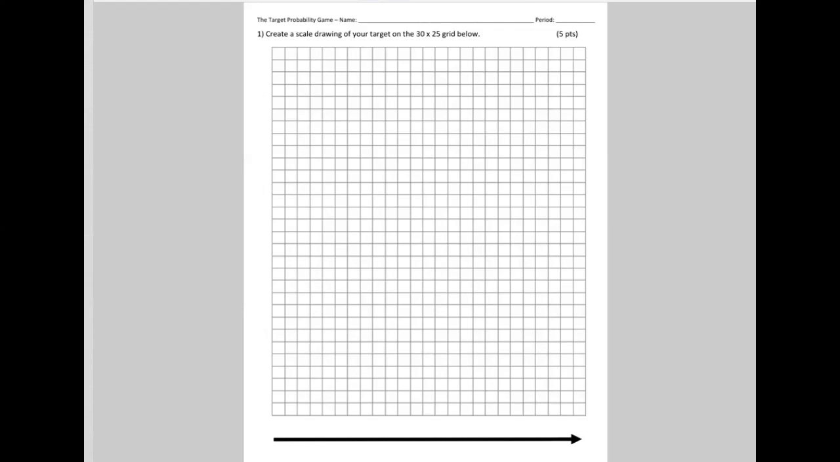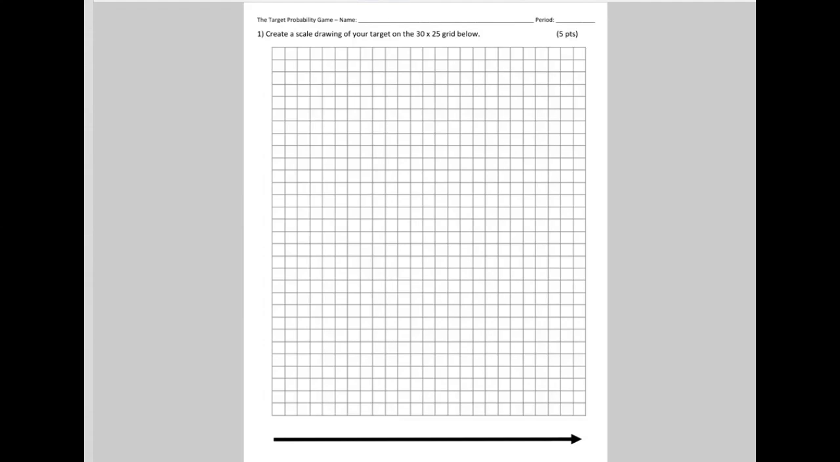All right, you should now have this worksheet right here. It says create a scale drawing of your target on the 30 by 25 grid below. These dimensions should be the same as the dimensions of your large poster board, and this is where you're actually going to be creating those shapes. My recommendation would be to use the grid as your lengths, widths, heights, whatever values to calculate the areas. So use this to make your piece more accurate.